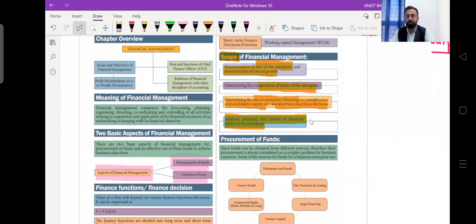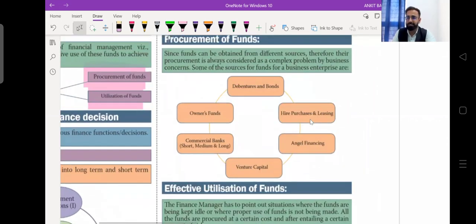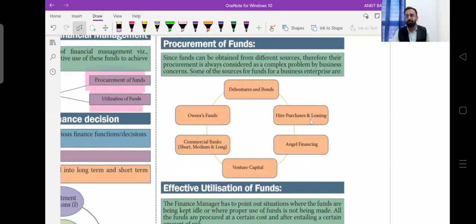Now, we have already seen that there are two important functions of financial management. First is procurement of fund, and second is utilization of fund. Now, from here you will be procuring the fund for your business. So definitely there are several sources. We have already discussed them, and quickly I will revise it. Owner's fund: you can introduce your own money if you have it.